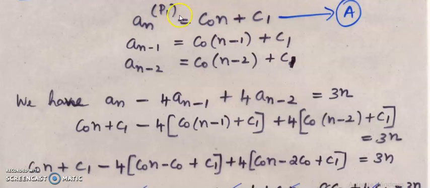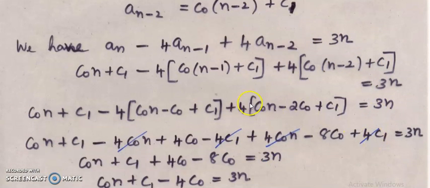To find a_n^p1 we need c0 and c1. So we substitute a_(n-1) and a_(n-2) in this equation. a_n is c0 n plus c1. The a_(n-1) value we have substituted here, and the a_(n-2) value we have substituted here: c0 (n minus 2) plus c1, which is equal to 3n.